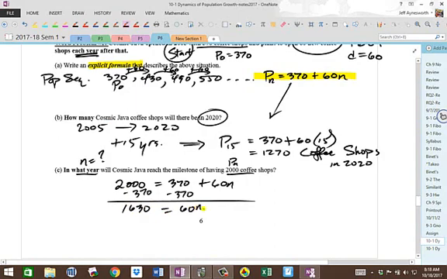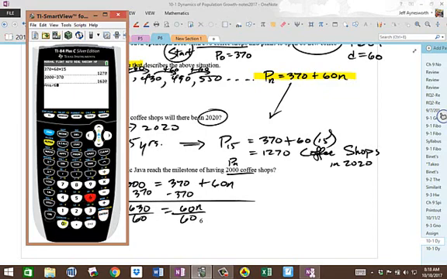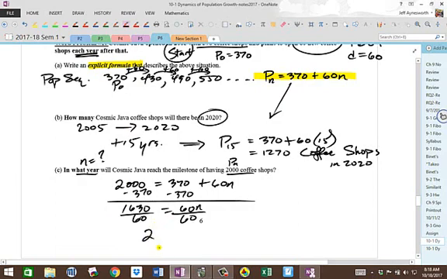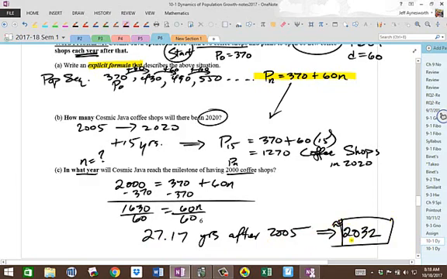Divide by 60, and you get about 27.17. So 27.17 years after the starting year, which is 2005. So if you add 5 and 27, that would put us in year 2032. So roughly, approximately 2032. A little over 27 years after the starting year of 2005. And that's how the game is played.